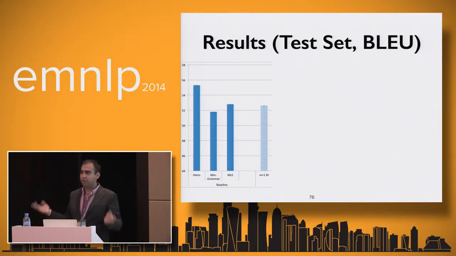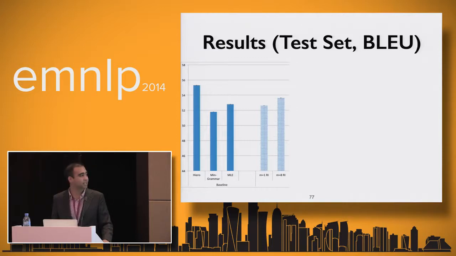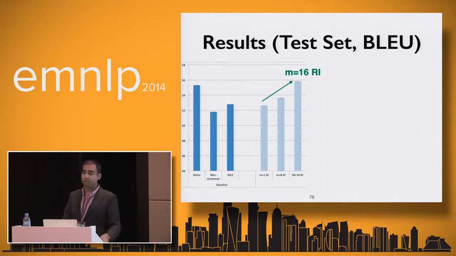Now, I'll first present the results of the spectral method of moments estimator. As we start off with m equals 1, we get roughly the same performance as the minimal grammar, which makes sense. I mean, we're not really doing any latent variable modeling here if it's just one latent state. As we increase latent states, so this is m equals 8, we get a little bit better performance. And we find that performance peaks at m equals 16. So this is 16 latent states using rule indicator features only. And we actually find that the performance is as good as the Hiero grammar, actually slightly better than the Hiero grammar.